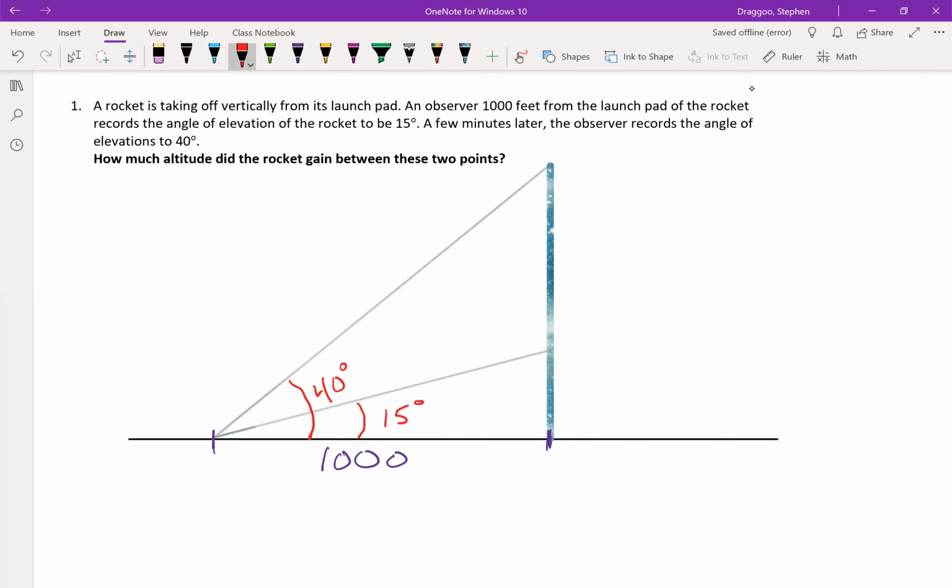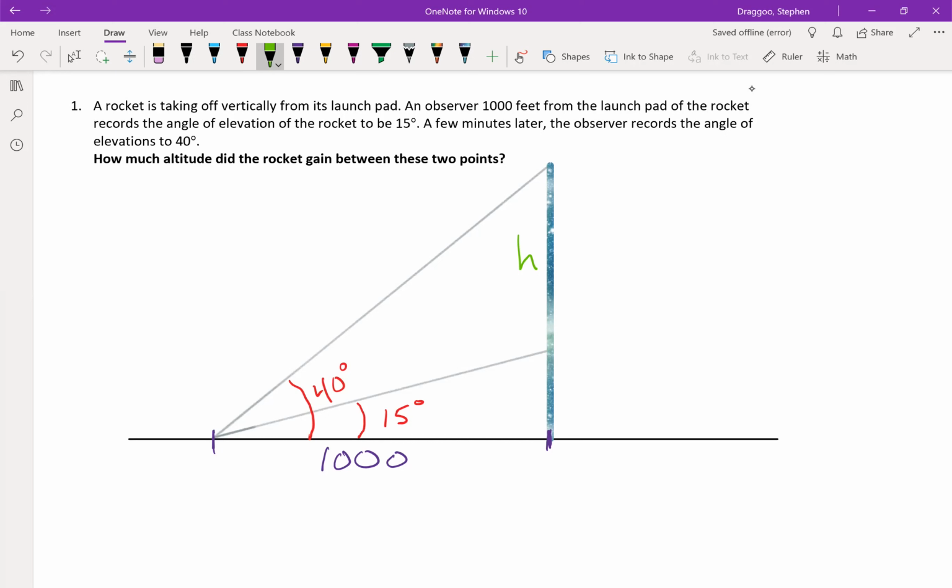And the question that we're interested in solving: how much altitude did the rocket gain between these 2 points? So the piece then that we are interested in finding should be this region marked in green. Let's call it H for the height.